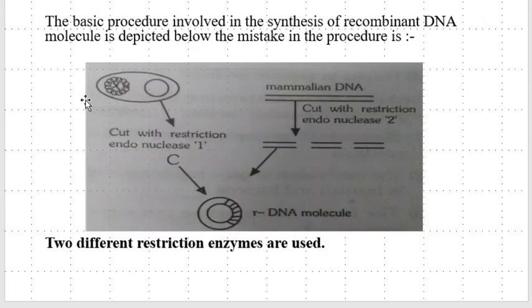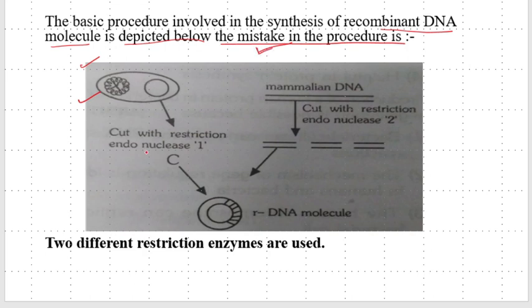Next, this question gives you enough idea. Now read this question very carefully. What does this question stand for? This question says that the basic procedure involved in the synthesis of recombinant DNA molecules is depicted below. Here the diagram is given. You have to find the mistake in this procedure.